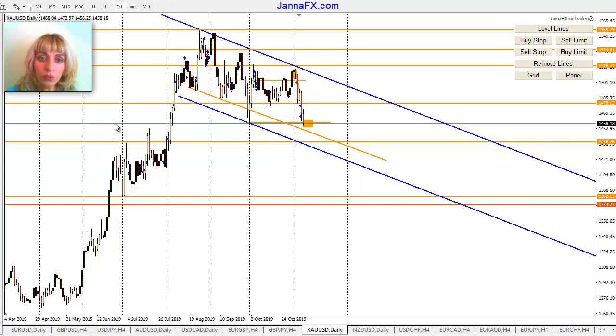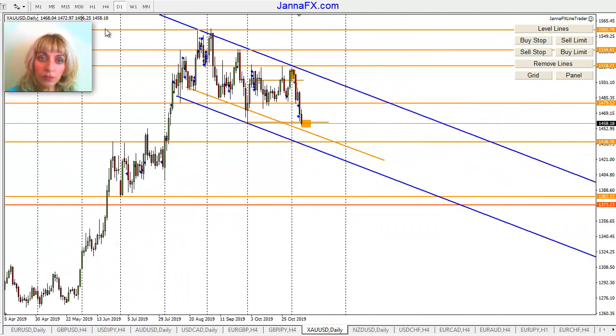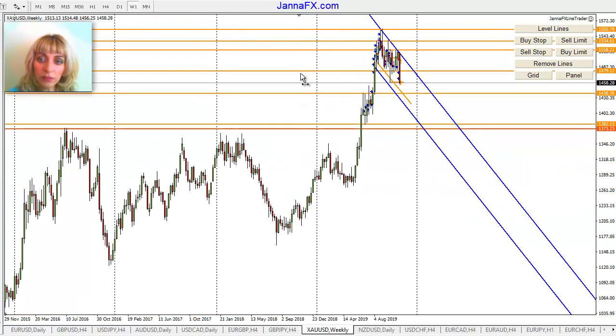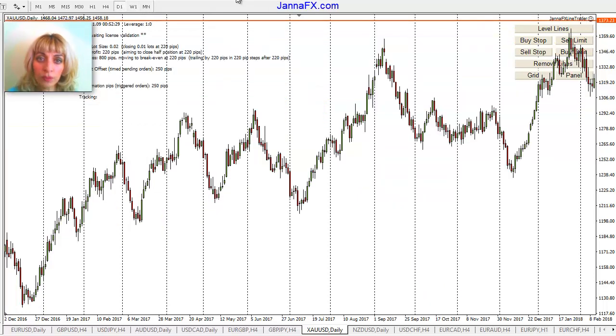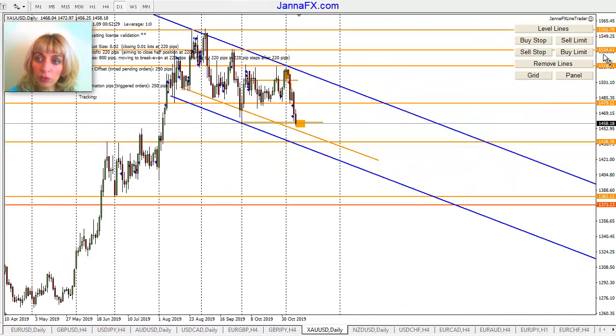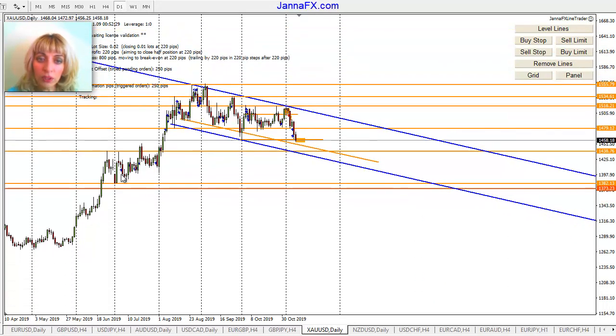So what's the bigger picture? Well, I was going to say maybe it looks like head and shoulders, but I wouldn't say so. I would just look at this right now. You see this kind of looking like a shoulder, but of course it can continue the way down and then turn around as a possible shoulder, who knows.